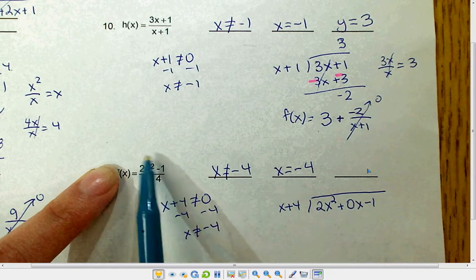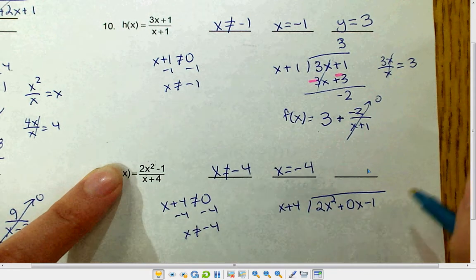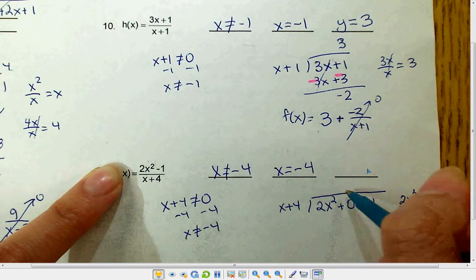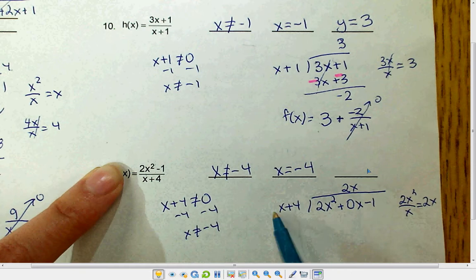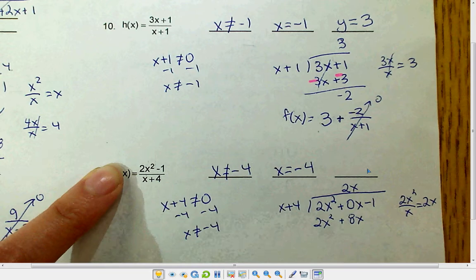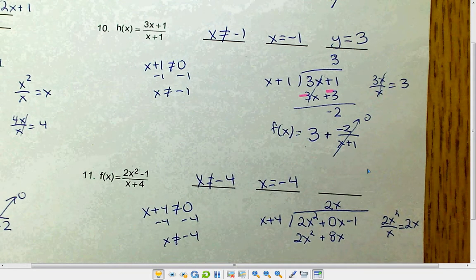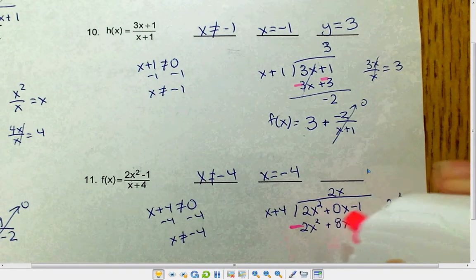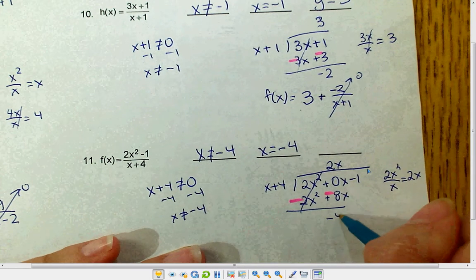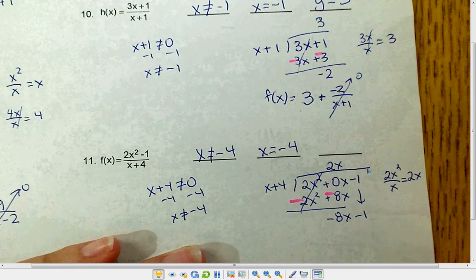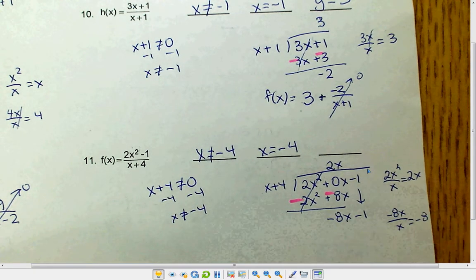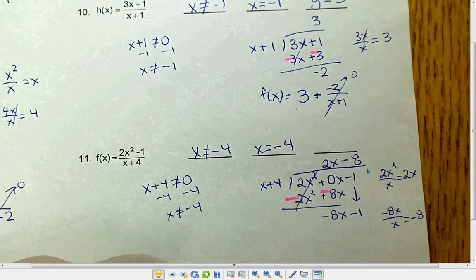So the numerator always goes inside of the division house. 2x squared divided by x. This gives us 2x. That goes on top. Let's multiply 2x times x. 2x squared. 2x times 4 plus 8x. Again, change the signs. So both of these are going to become negative. These cancel out. We end up with -8x. Bring down the -1. So now we're repeating -8x divided by x gives you -8. So this is a -8 up here.